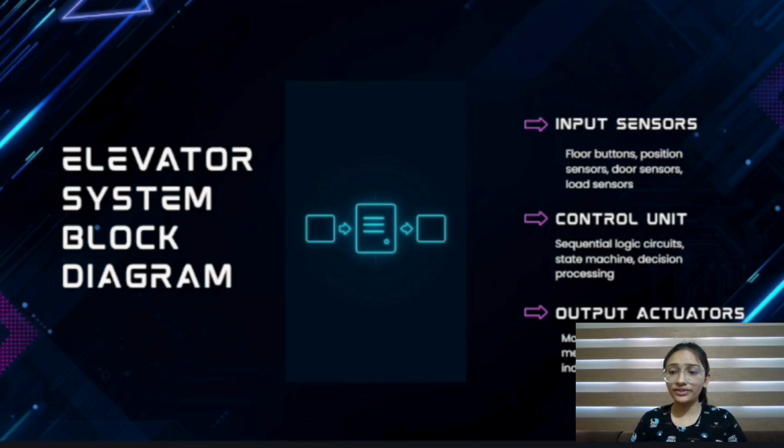Now let us see how the elevator control system is divided. The elevator control system is divided into three sections. Input section: this includes floor buttons, position sensors, door sensors, and load sensors. Then we have the control unit. This is the brain of the system, where sequential logic processes the inputs and decides what actions to take. The third one is output actuators. This controls the motor movement, door operations, floor indicators, and displays. This block diagram shows how user inputs are processed and converted into elevator actions.